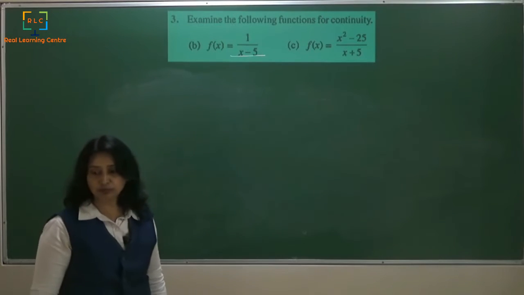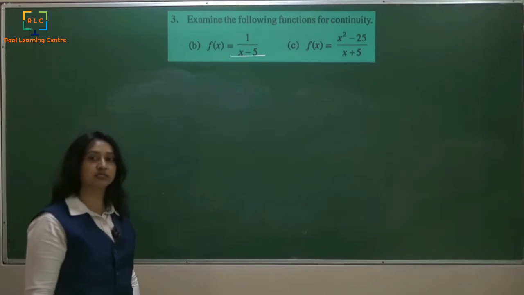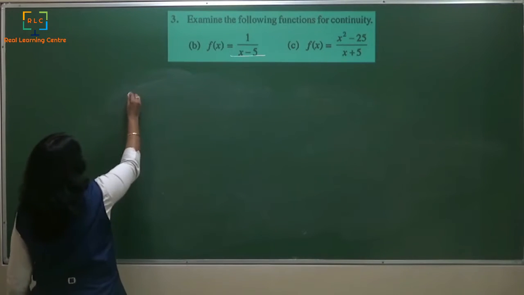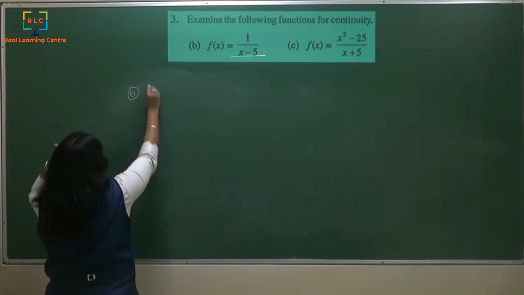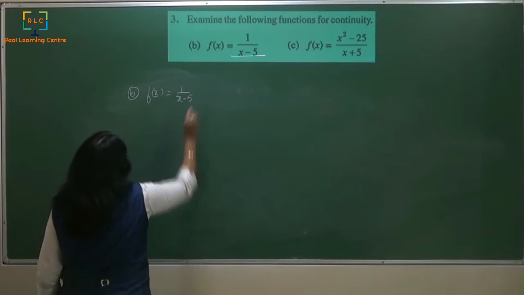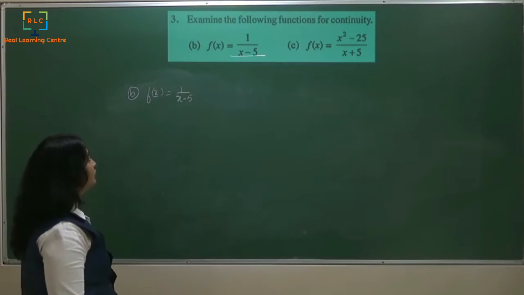So you have examined the following functions for continuity, you have like this. So I have taken third, there are ABC questions, I have taken B, f of x is equal to 1 by x minus 5, and they want us to examine the continuity of this function.